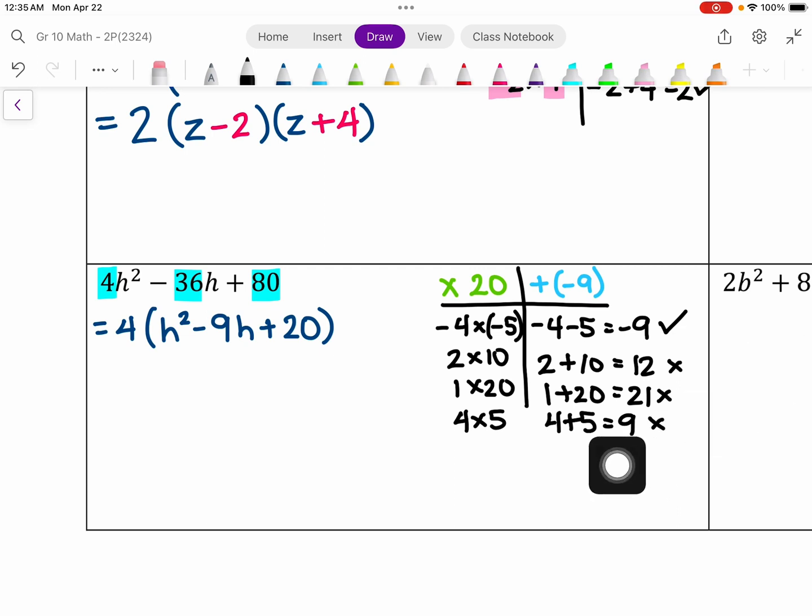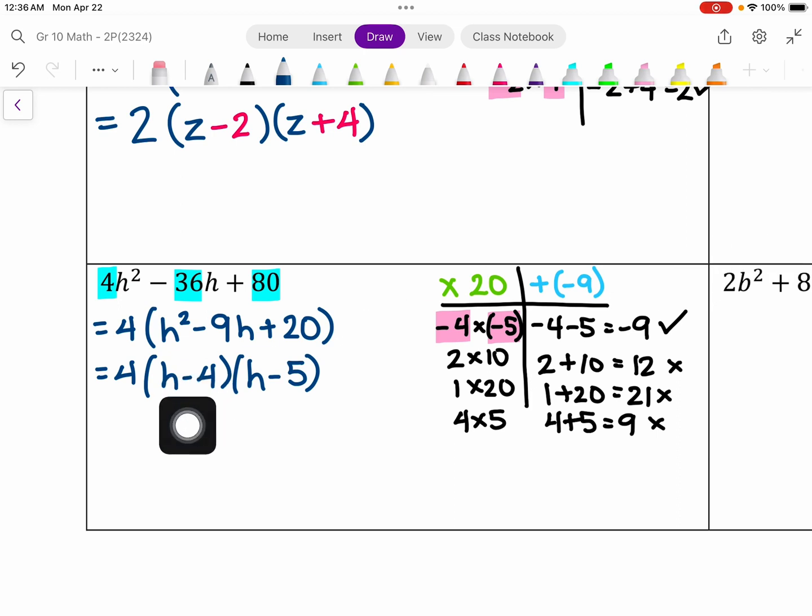So anytime we have the right number but our sign is wrong, each of those numbers needs to switch signs. So this positive 4 becomes a negative 4, and the positive 5 becomes a negative 5. Two negatives still multiply to a positive, but these two add to a negative 9. So that means subtracting 4 and subtracting 5 is what will go into my two sets of brackets. So I have 4 bracket h minus 4, h minus 5. Now order doesn't matter. If you wrote h minus 5 in the first set of brackets and h minus 4 in the second, that is fine.